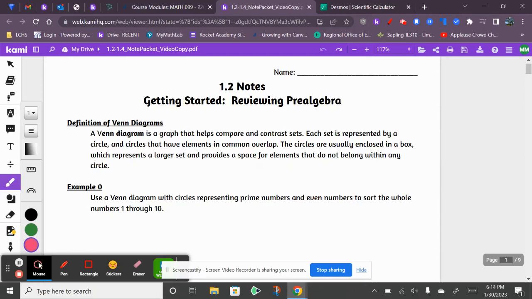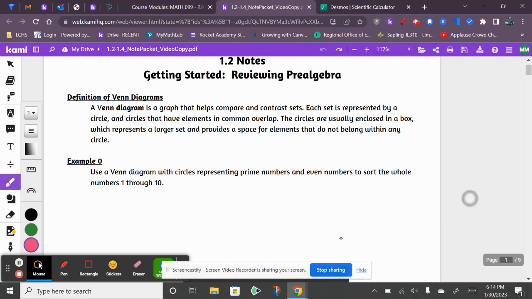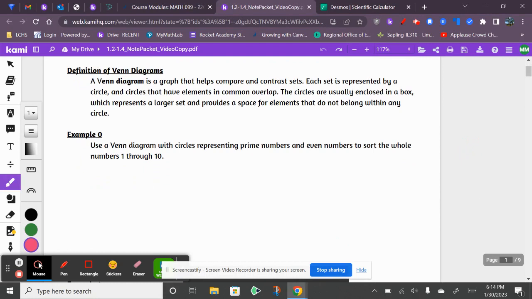Everyone, so this is going to be your section 1.2 notes. The first topic that we have is a Venn diagram. You may be used to this in an English or reading context, like compare and contrast. But it is a graph that helps compare and contrast sets.